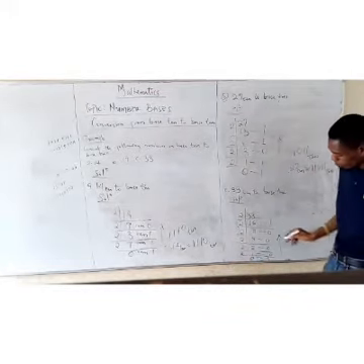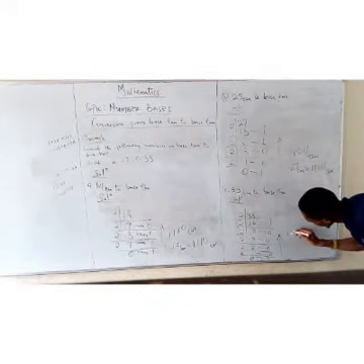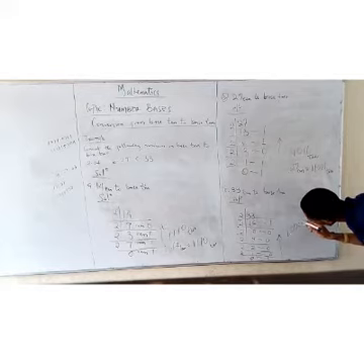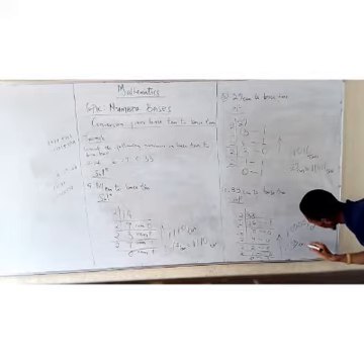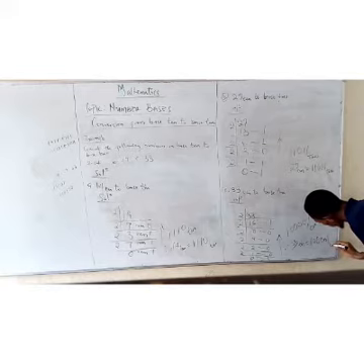Okay? So which is what? 100001 base 2. Therefore, 33 base 10 is equal to 100001 base 2.